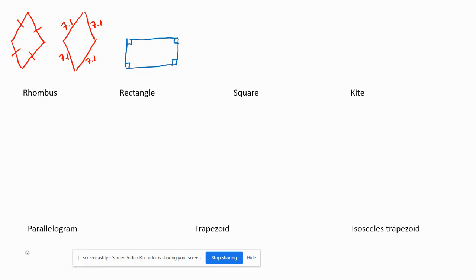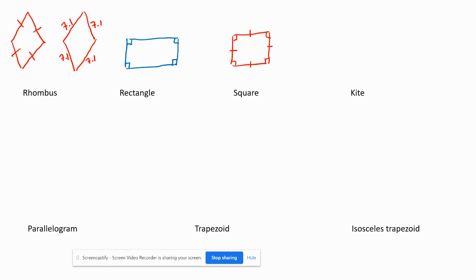A square, what we're going to call this square, is a combination of both. It has to be a rhombus and it has to be a rectangle. So the way we look at a square, it has to be a rectangle, so all the angles have to be equal, and it has to be a rhombus, so all the sides have to be equal. Once again, I can mark them. When it comes to sides, I can mark them with slashes, or I can give you an actual number.